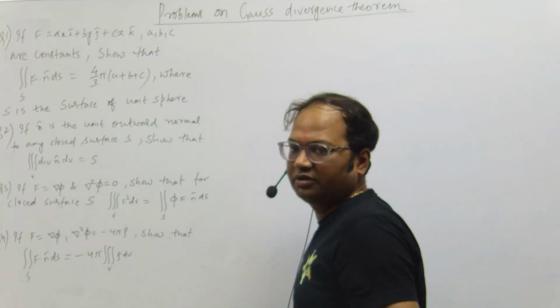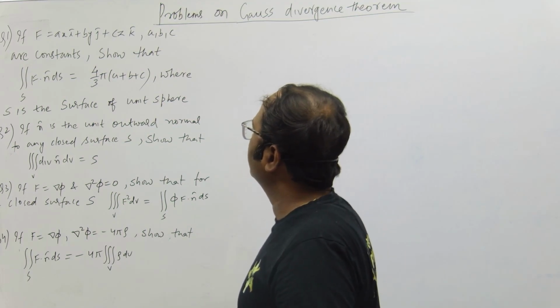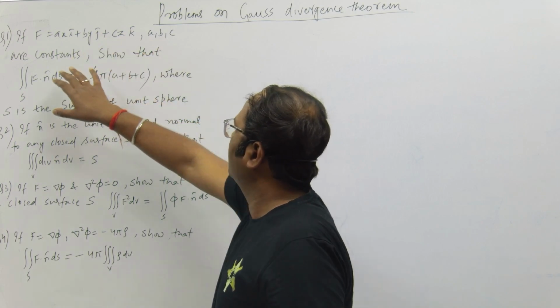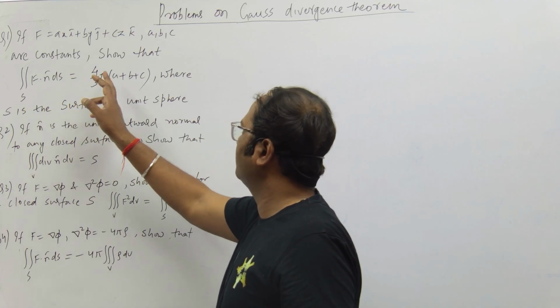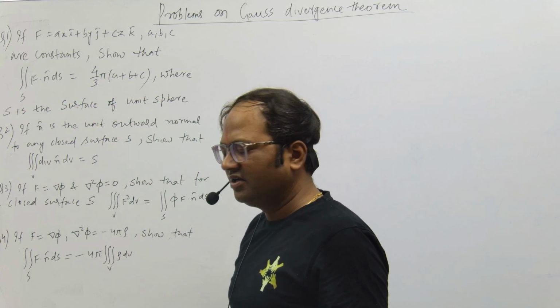In question number 1, F is given by this particular expression where a, b, c are constants. Show that the surface integral of f dot n cap ds along the surface S is equal to 4 by 3 pi times (a plus b plus c), where S is the surface of the unit sphere. Let us solve this.